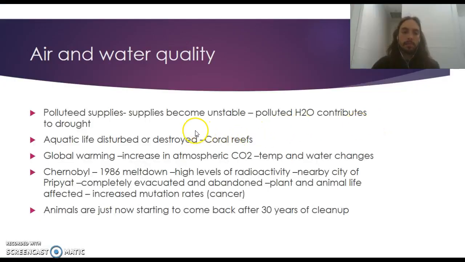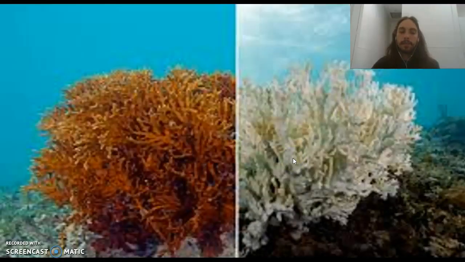So, air and water quality: polluted supplies become unstable, and polluted water contributes to drought, we talked about that. Aquatic life is disturbed or destroyed, like coral reef bleaching. Global warming brings increases in atmospheric CO2, increased temperature and water changes. Chernobyl, we talked about this before, it changes everything. Animals are just now starting to come back after 30 years of cleanup in Chernobyl. We get a lot of increased mutation rates, and mutation leads to cancer a lot of the time, so people around there are dying. And here's just another good picture of coral bleaching. This had a bunch of organisms, this has none.